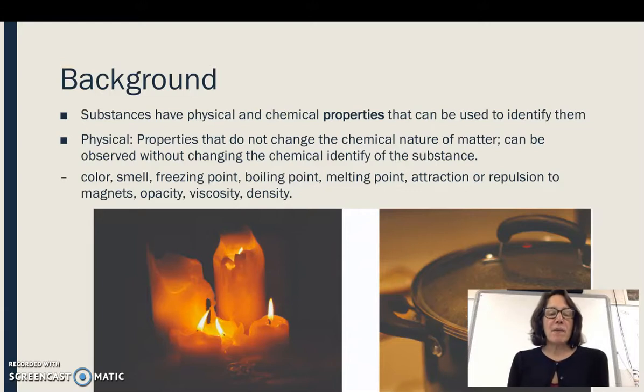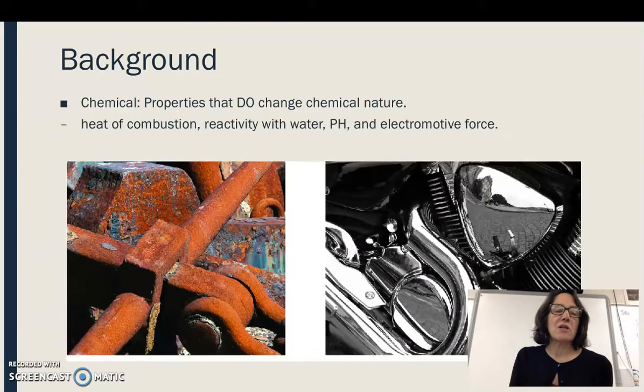So melting of paraffin wax, which I can see in the image on the left, when I do that, I have observed the temperature at which it will melt, but I still have paraffin wax. I haven't changed the identity of my sample of matter. Likewise, with the image on the right, where I'm boiling water, I still have the molecule H2O, two hydrogens connected to one oxygen, but I've gone from the liquid to the gaseous state. So both melting point and boiling point are physical properties.